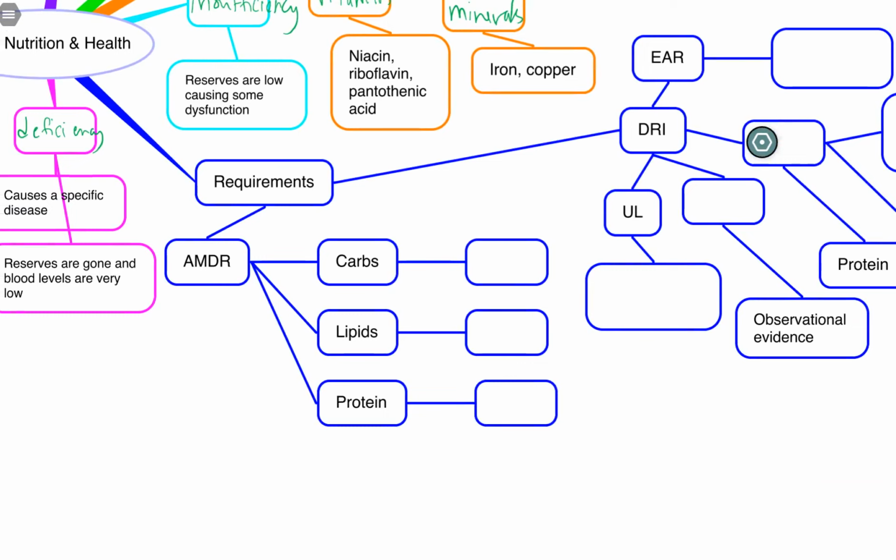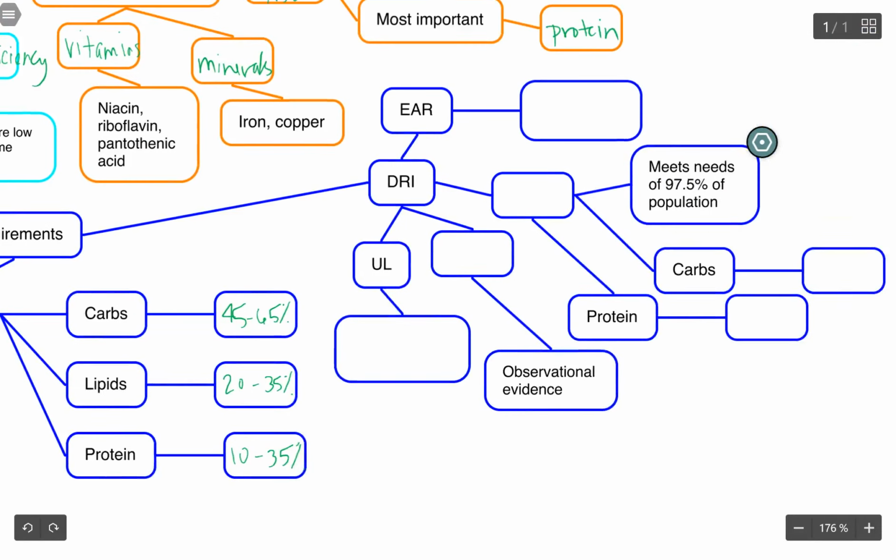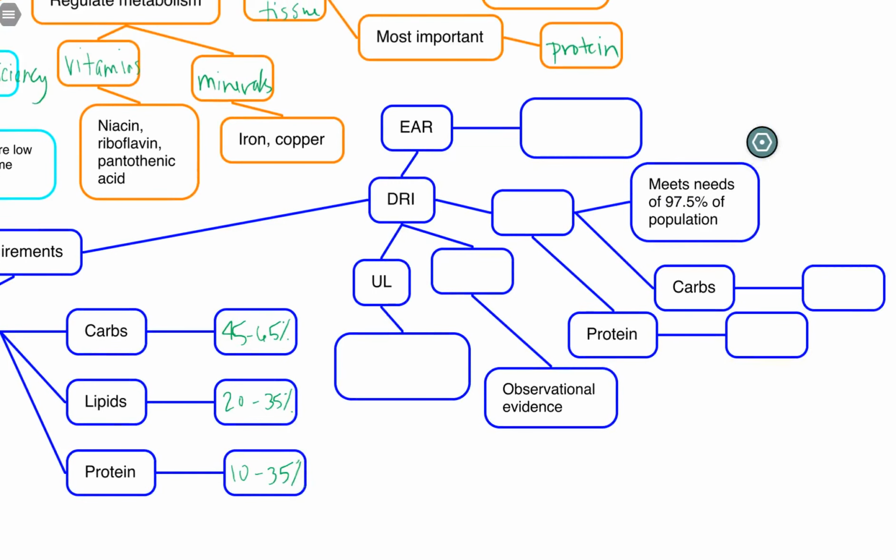We have our acceptable macronutrient distribution range, which for carbs is 45 to 65%. For lipids is 20 to 35%. And then for proteins, it's 10 to 35%. We have a few more definitions on this one. We have our estimated average requirement as the needs to meet 50% of the population. So 50% will not have a deficiency, while the other 50% will.